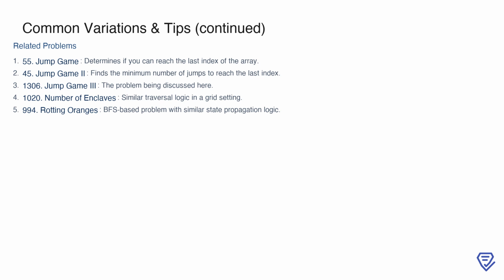Then there are problems like Number of Enclaves, which uses similar traversal logic but in a grid instead of a 1D array. Finally, Rotting Oranges is a BFS-based problem that also involves state propagation, where you explore all connected components level by level. Familiarity with these related problems can help you recognize patterns and apply the appropriate traversal techniques effectively.